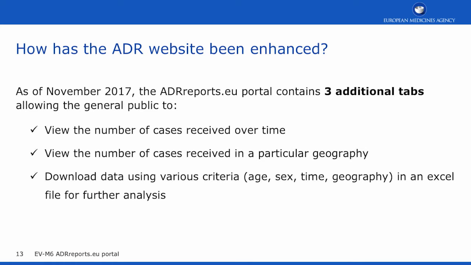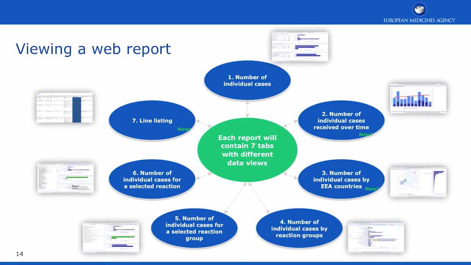As of November 2017, web reports sourced from the ADRreports.eu portal will contain 3 additional tabs. These will allow the general public to view the number of cases received over time, view the number of cases received in a particular geography, and to download data using various criteria such as age or geography in an Excel file for further analysis. As of November 2017, web reports obtained from the portal will consist of 7 tabs, each of which allows users to visualize adverse reaction data stored in EudraVigilance in a slightly different way.